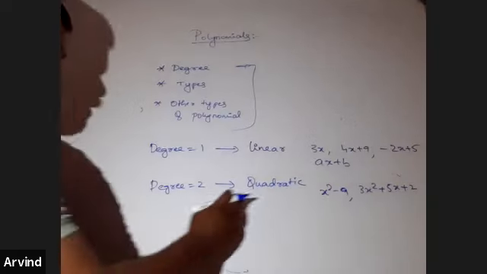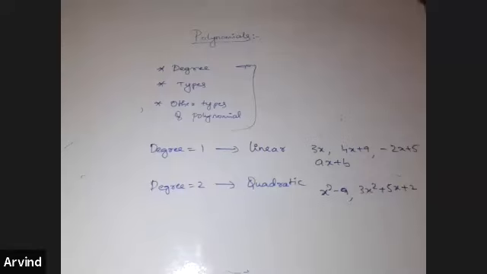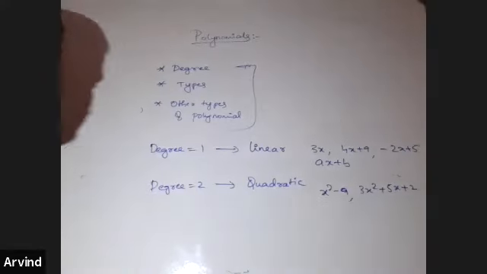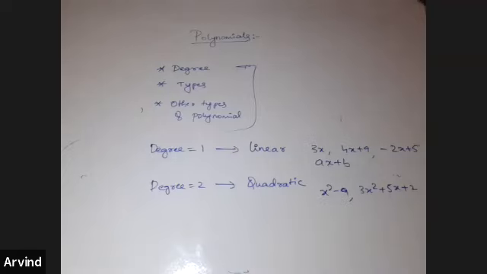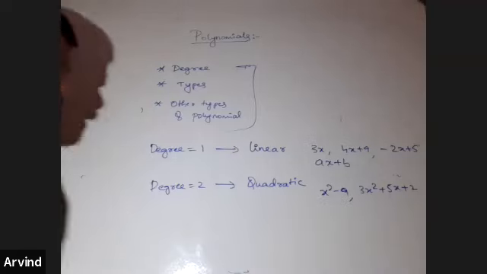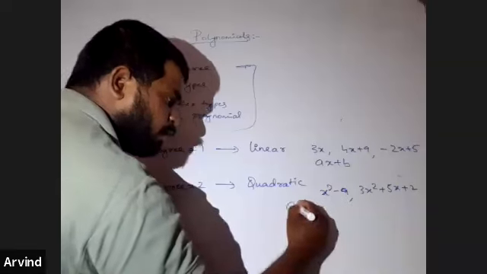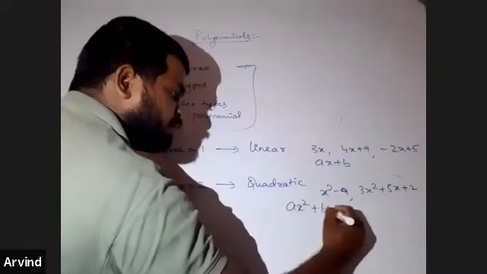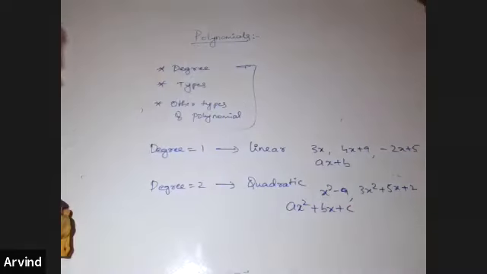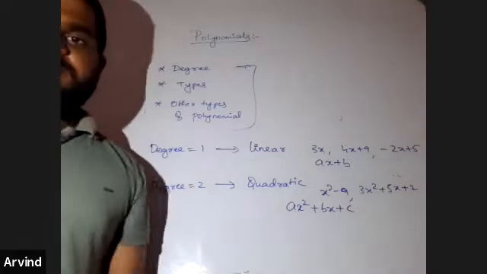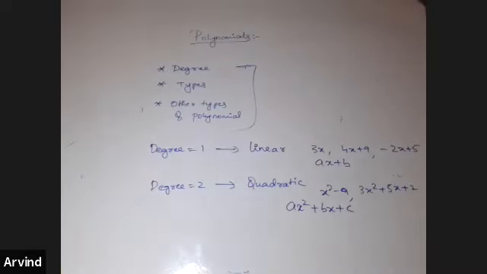So the degree of the polynomial is 2, therefore it is called quadratic. Can anyone guess the standard form here? Can you tell me the standard form? It is ax square plus bx plus c. Okay, that's the standard form.